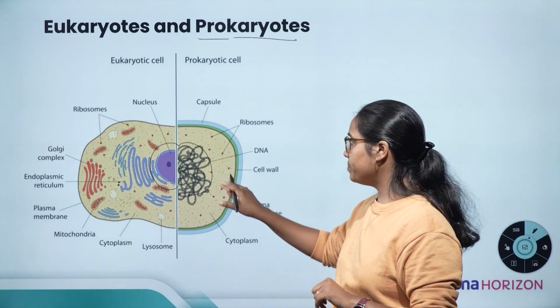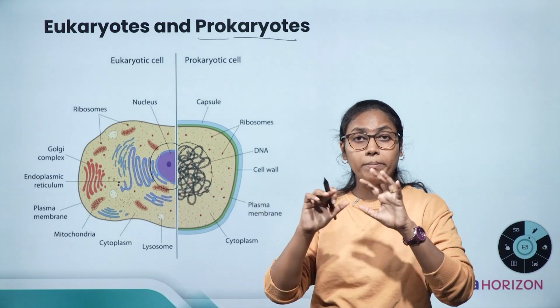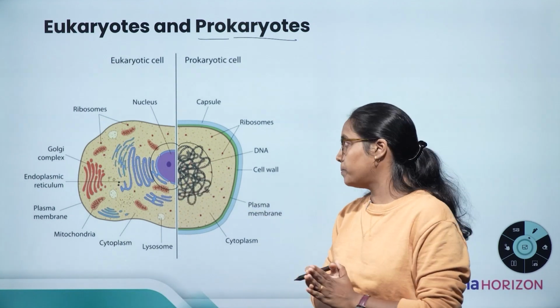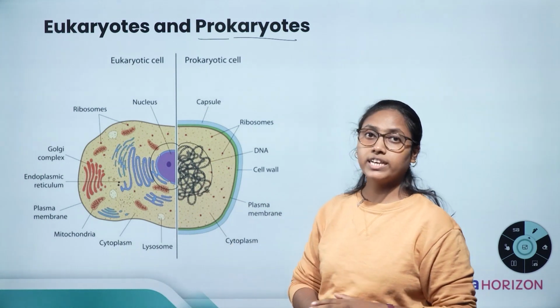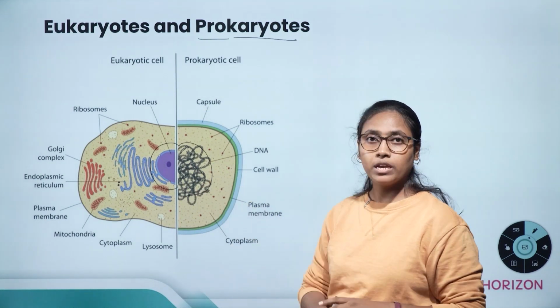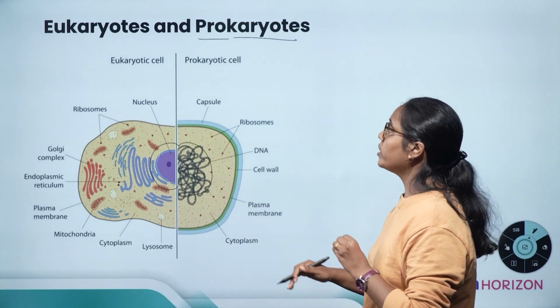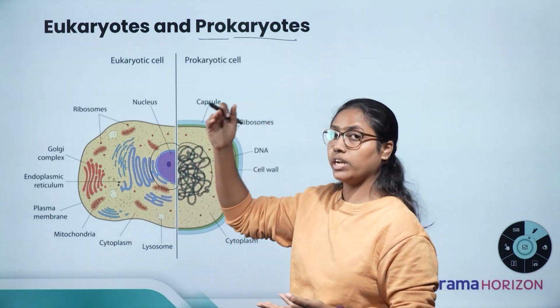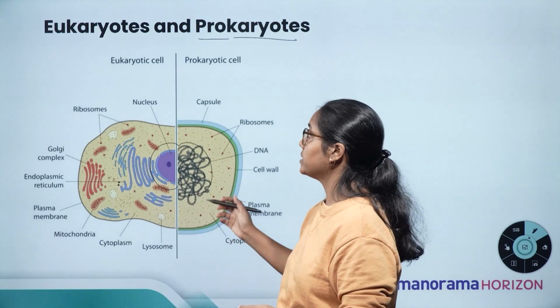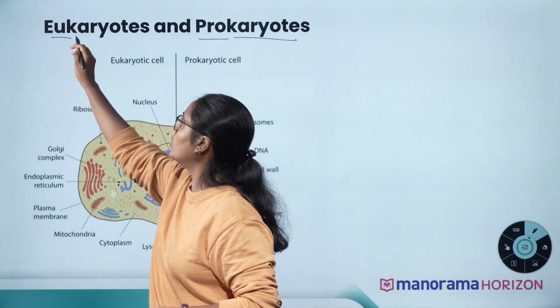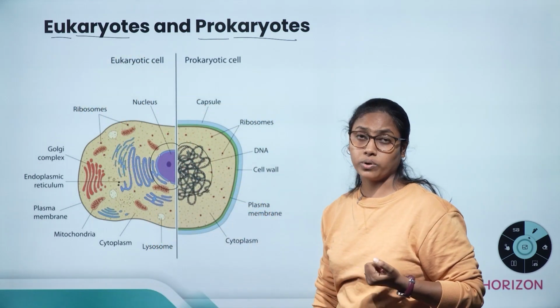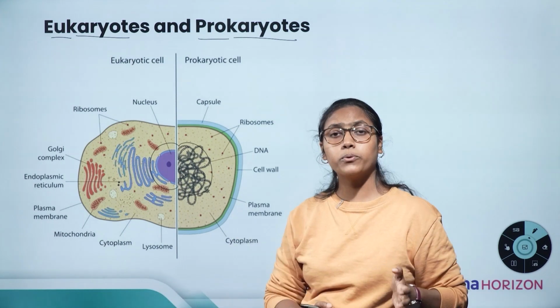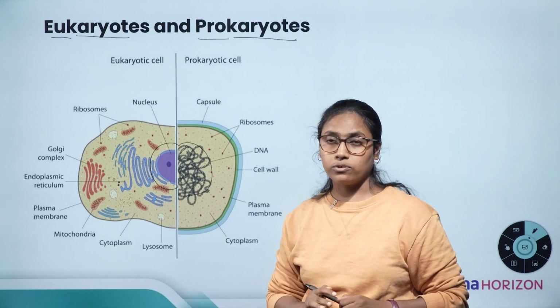cytoplasm. There is no nucleus here, there is no membrane, nuclear membrane is not present. This structure we call nucleoid, but there is no nucleus. So prokaryote, before the nucleus, we say primitive nucleus. And eu means true, eukaryote means true nucleus. So that's the major difference between prokaryotes and eukaryotes.